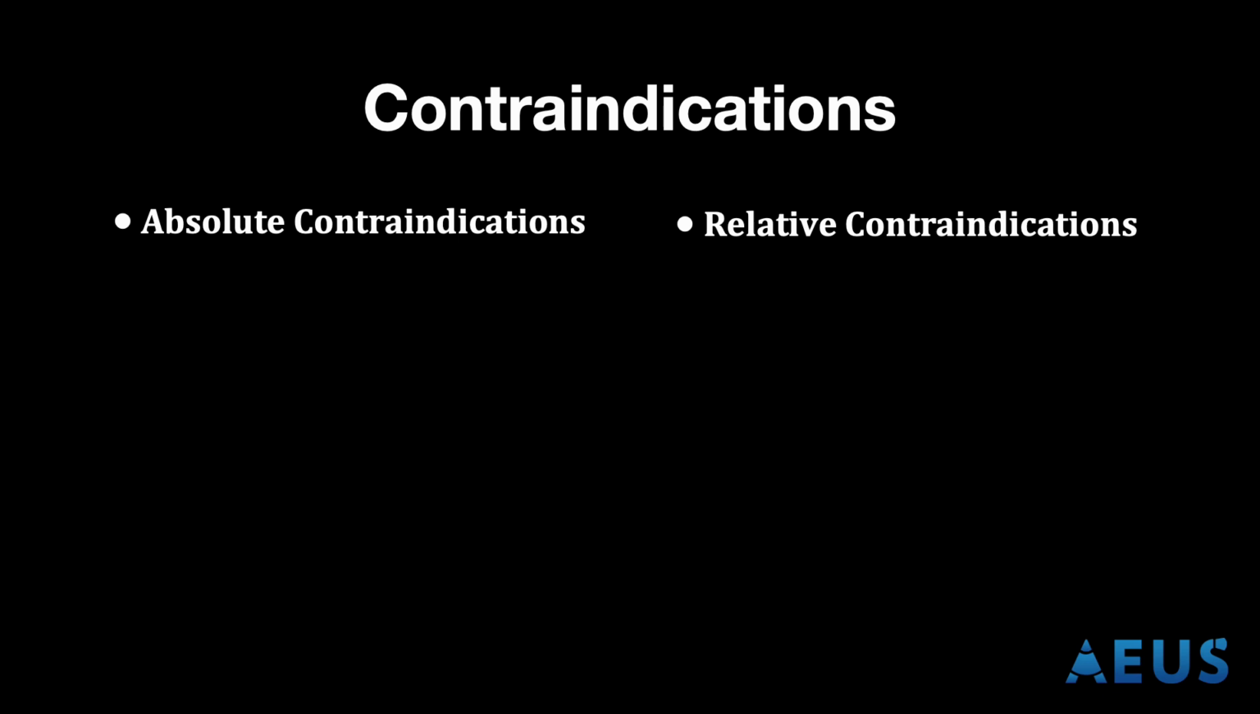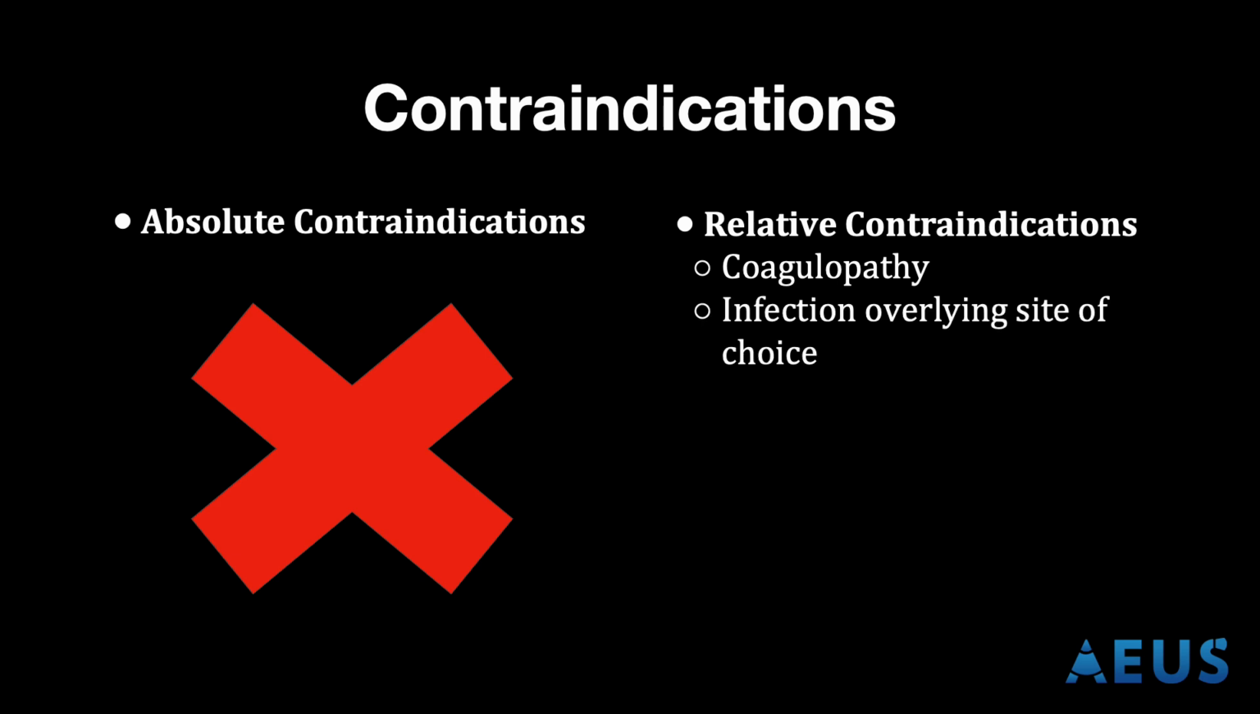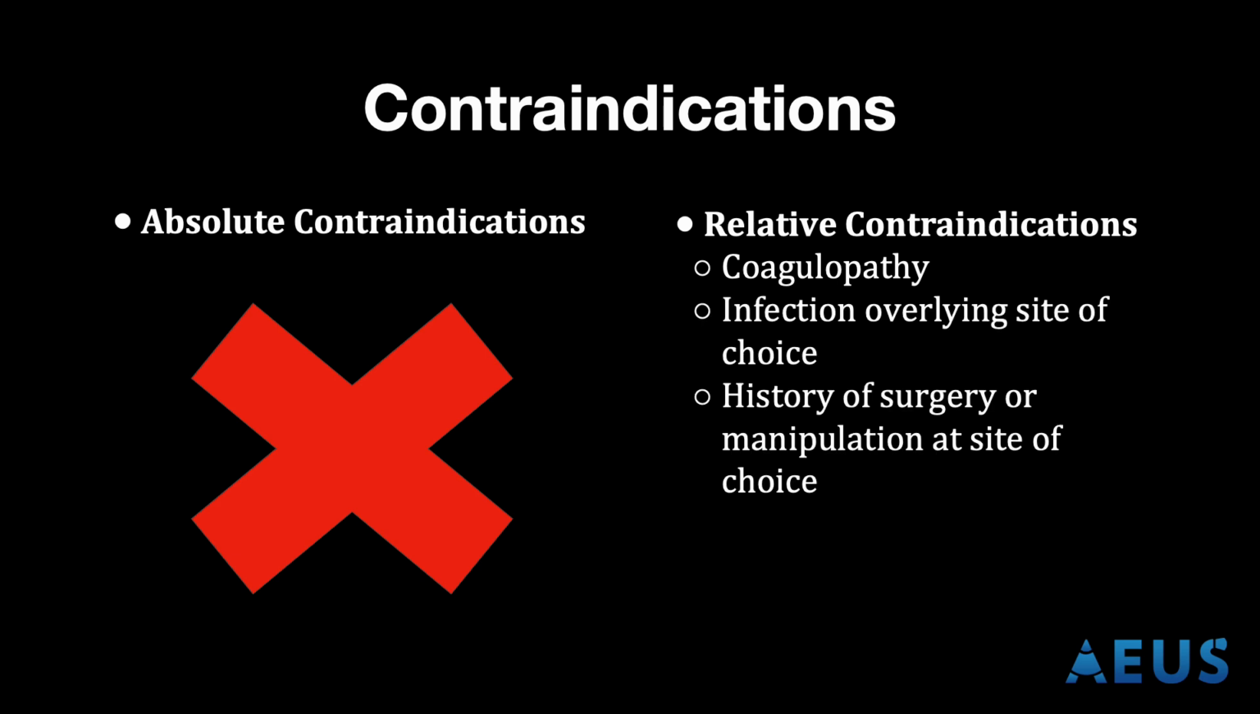Let's review the contraindications for this procedure. There really are no absolute contraindications. And if your patient is already coding, the relative contraindications become even less important. But remember, they include coagulopathy, such as the use of blood thinners or severe thrombocytopenia, infection overlying the site of choice, history of surgery or other manipulation at the site of choice, such as breast cancer surgery or lymph node removal, and finally, trauma at the site.